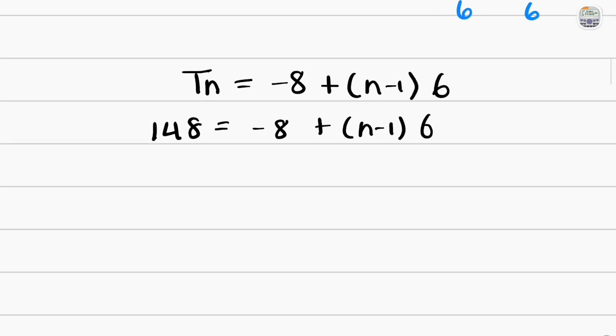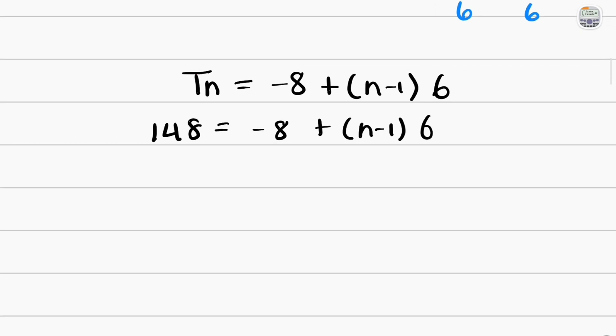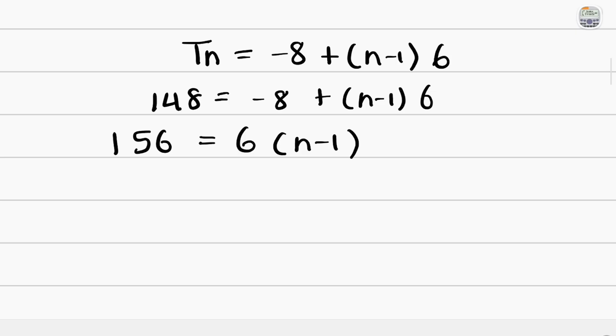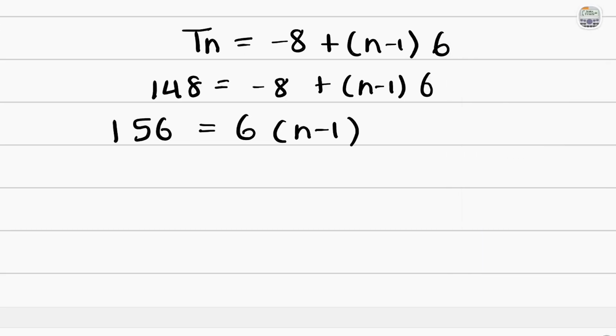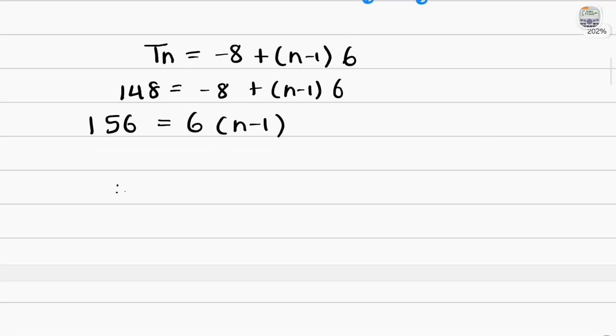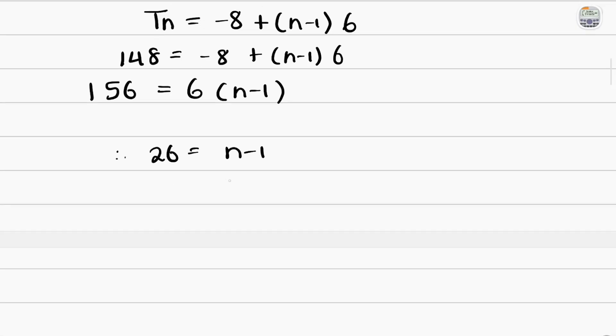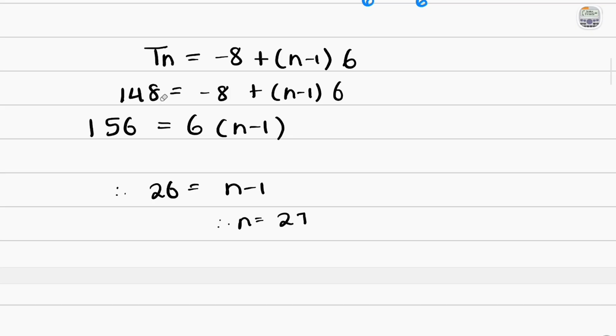If we transpose that, it becomes positive. So that's 140 plus 16, which is 156, is equal to, and we have 6 times n minus 1. And then we can just divide both hand sides by 6. And 156 divided by 6 is 26. So if you divide both hand sides by 6, we get 26 is equal to n minus 1. And transpose the 1, it's now plus 1. So n is equal to 27. So in the first differences, term 27 has a value of 148.